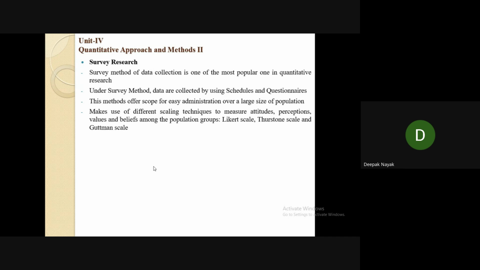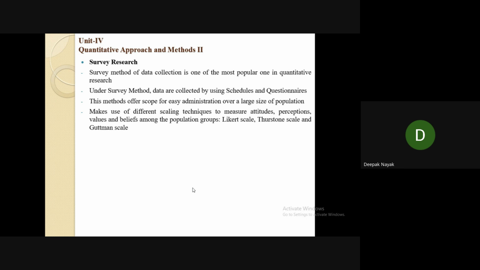So sampling is done, then the study is conducted by following whatever I said, and then the findings can be generalized. In survey research and quantitative research in general, different scaling techniques are used, like the Likert scale, Thurstone scale, Guttman scale, Bogardus scale. There are many scales used in quantitative research.